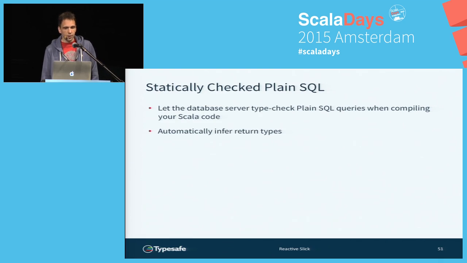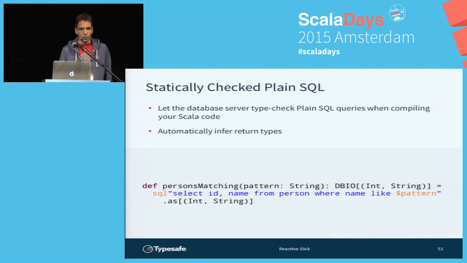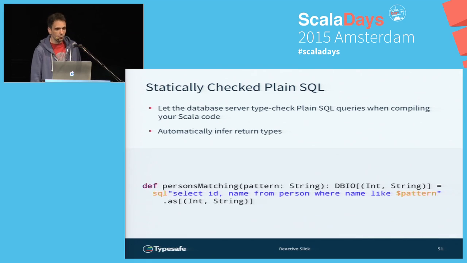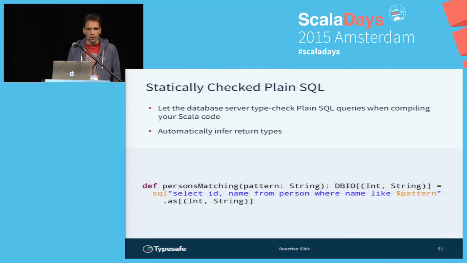Another cool feature that was developed as part of a Google Summer of Code project last year is statically checked plain SQL. So you've probably seen something like this before. We have a plain SQL string interpolator called sql, where you can just put your SQL string in and then say as tuple of int and string in this example. And this gives you a DBIO action that you can run to directly run the SQL code. But of course, there's no static checking.